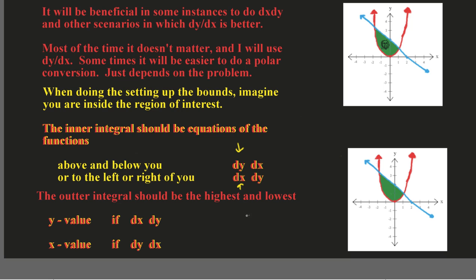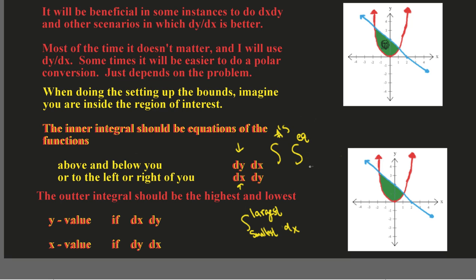The outer integral, when you're doing a double integral, whatever it is, dy dx, you've already done this part of it, that's gone. Now we're dealing with the outer part of it. So when you're doing that, we have the smallest and the largest value. In this case, if we're doing dy dx, it would be an x value here. If we're doing dx dy, it'd be a y value, numerical values. So again, the inner integral is an equation, and these are numbers.